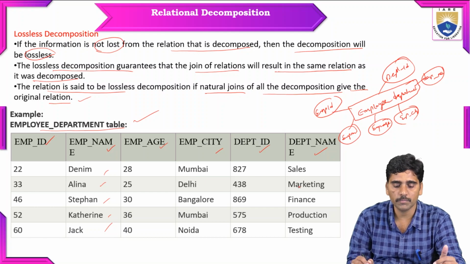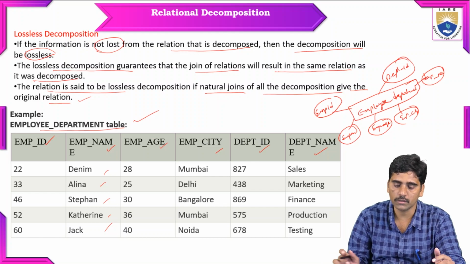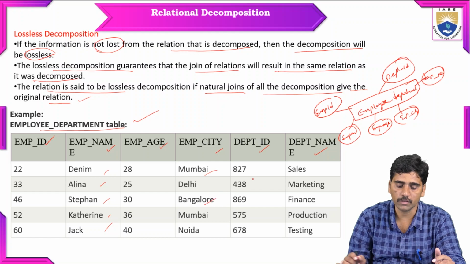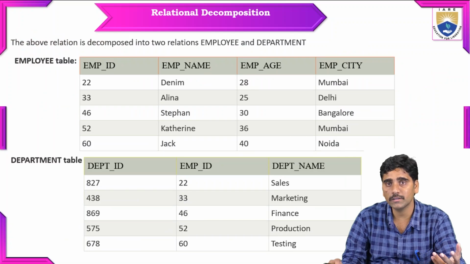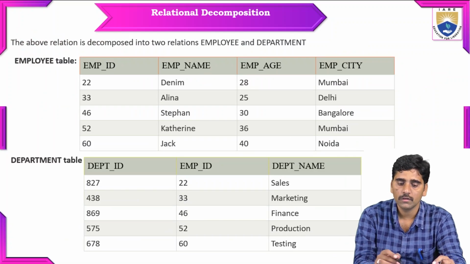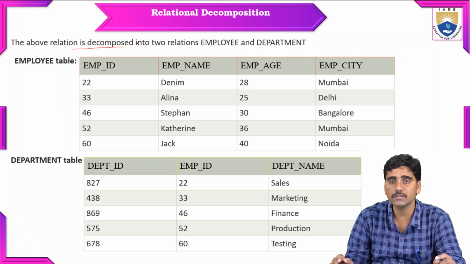Now, if I perform the decomposition to reach normalization, here the employee city will have duplicate values, that means multiple values. Then how are we going to perform the decomposition? By dividing the table into two. The above relation is decomposed into two relations.